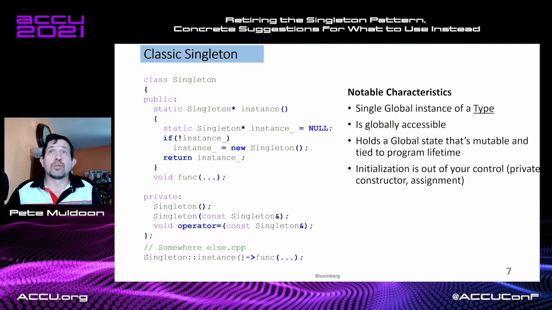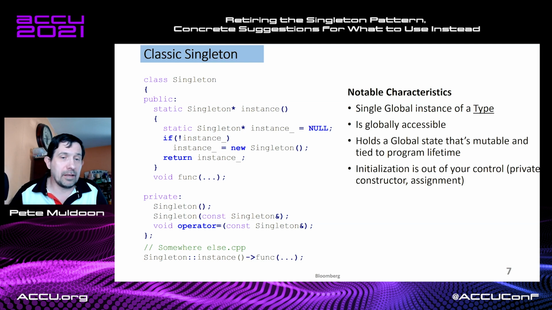So we have the notable characteristics. There's a single global instance of a type. That's all you get. You get one, you have to deal with it. It's globally accessible, again, via that instance function. You cannot get it anywhere else but this instance function, but you can get it from anywhere. So you can reach in the middle of any function you're in as long as you have the header.